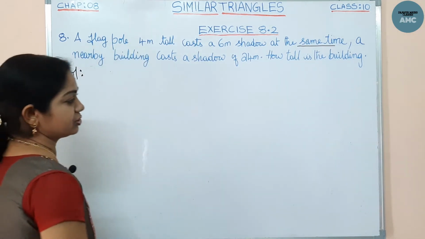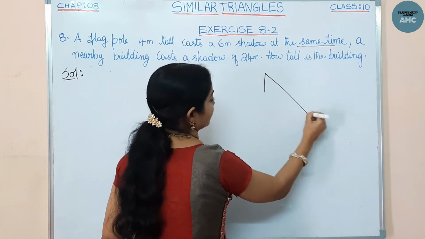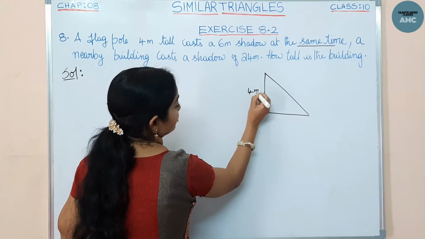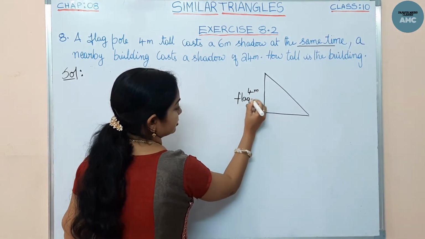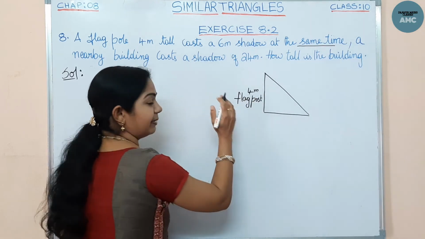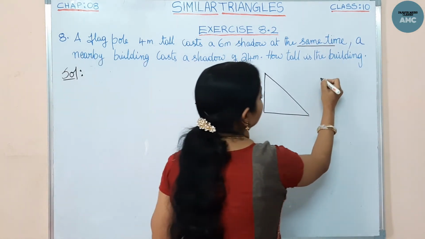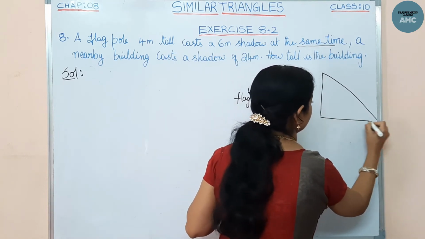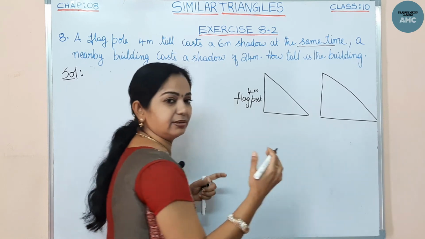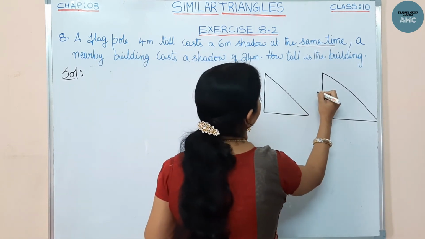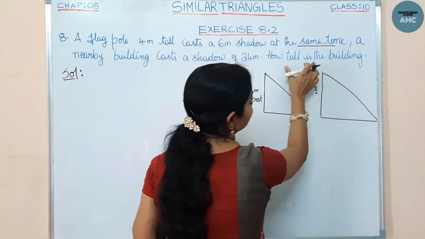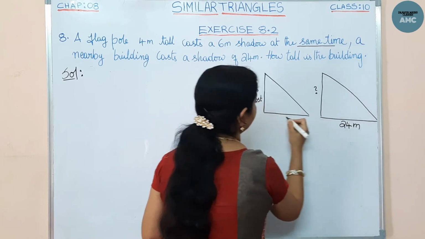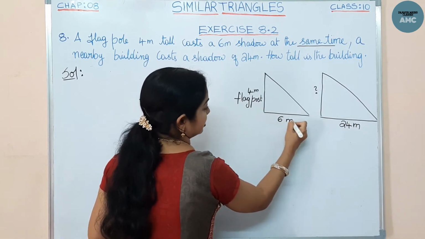Before that, let me draw. This is a flag post. This is of how many meters? 4 meters. Now the building is nearby, and at the same time. So let me take this as the building. It may be bigger or smaller, we don't know the height of the building, which we have to find out, but the shadow of the building is given as 24 meters, and the shadow of the flag post is given as 6 meters.